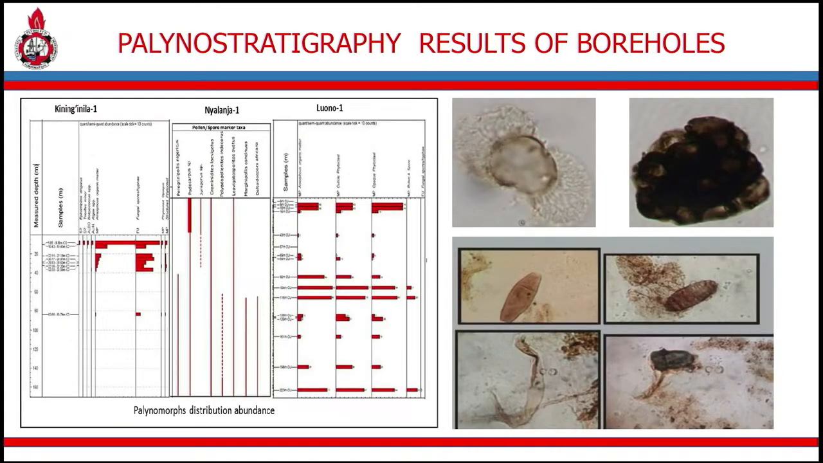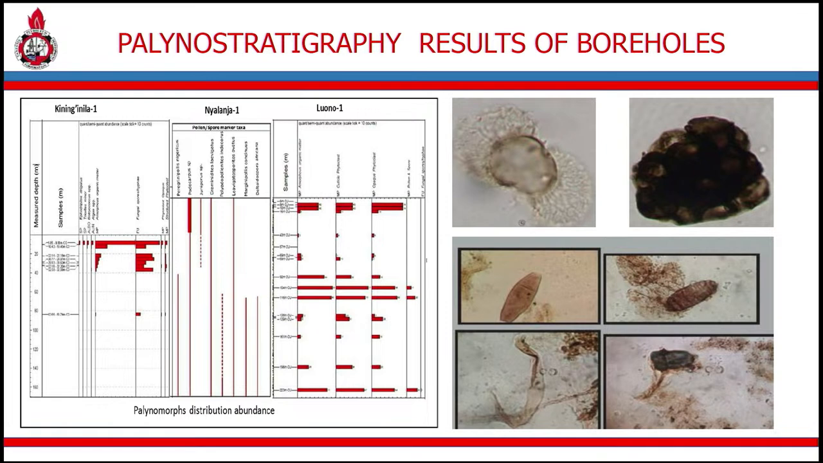Now, this was the result. This is palynostratigraphy result. That's simply the application of palynology in stratigraphy. As you see, the Kininginila 1 borehole from the left side, we have very few and almost barren of palynomorphs. We discovered that we have only two index species here. That is Ephedripites stagiratus, and we have Tauright minor. These species were long ranging, therefore we didn't use them to define the age.